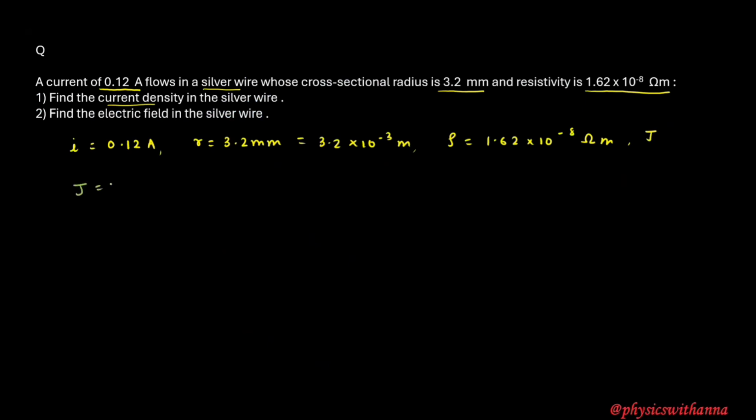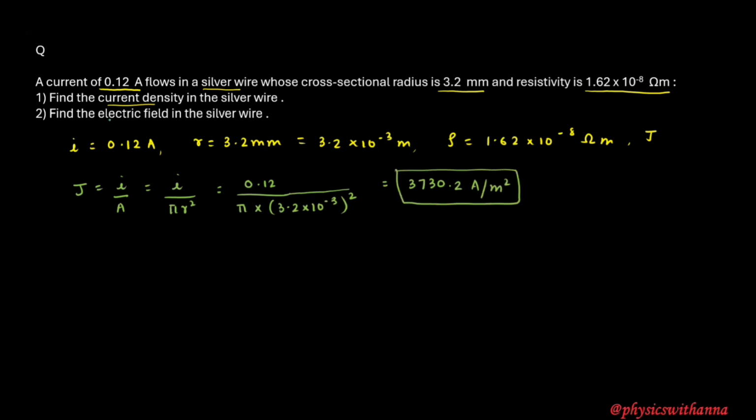So we write J as I over A. Cross-sectional area of the wire is pi r squared. So let's substitute 0.12 over pi times r, which is 3.2 times 10 to the power negative 3, squared. Make sure you take the whole term in the bracket and then you do the squared. That gives you the value of J equal to 3730.2 ampere per meter squared.